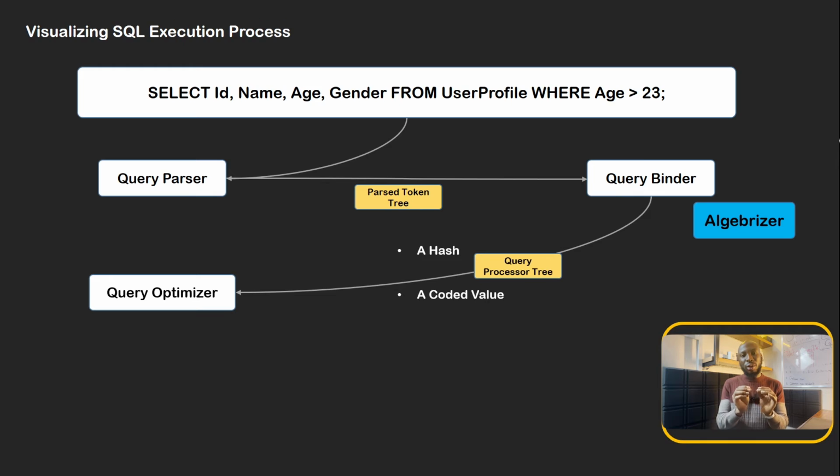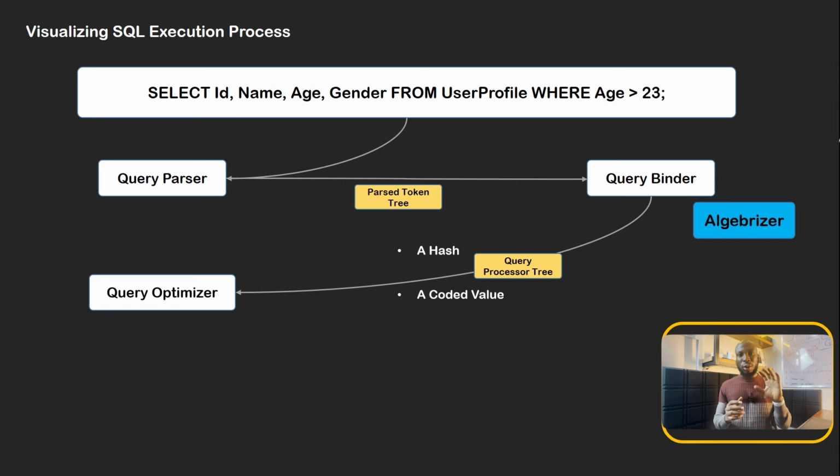The query processor tree contains two particular components, which are the hash and the coded value. This is what the optimizer needs to actually do its own job. Now, the optimizer assumes that the query is correct. All of the columns are correct, and the table actually exists within the database. The coded value in this case is your query, actually, and the hash is more like a GUID, something like an ID.